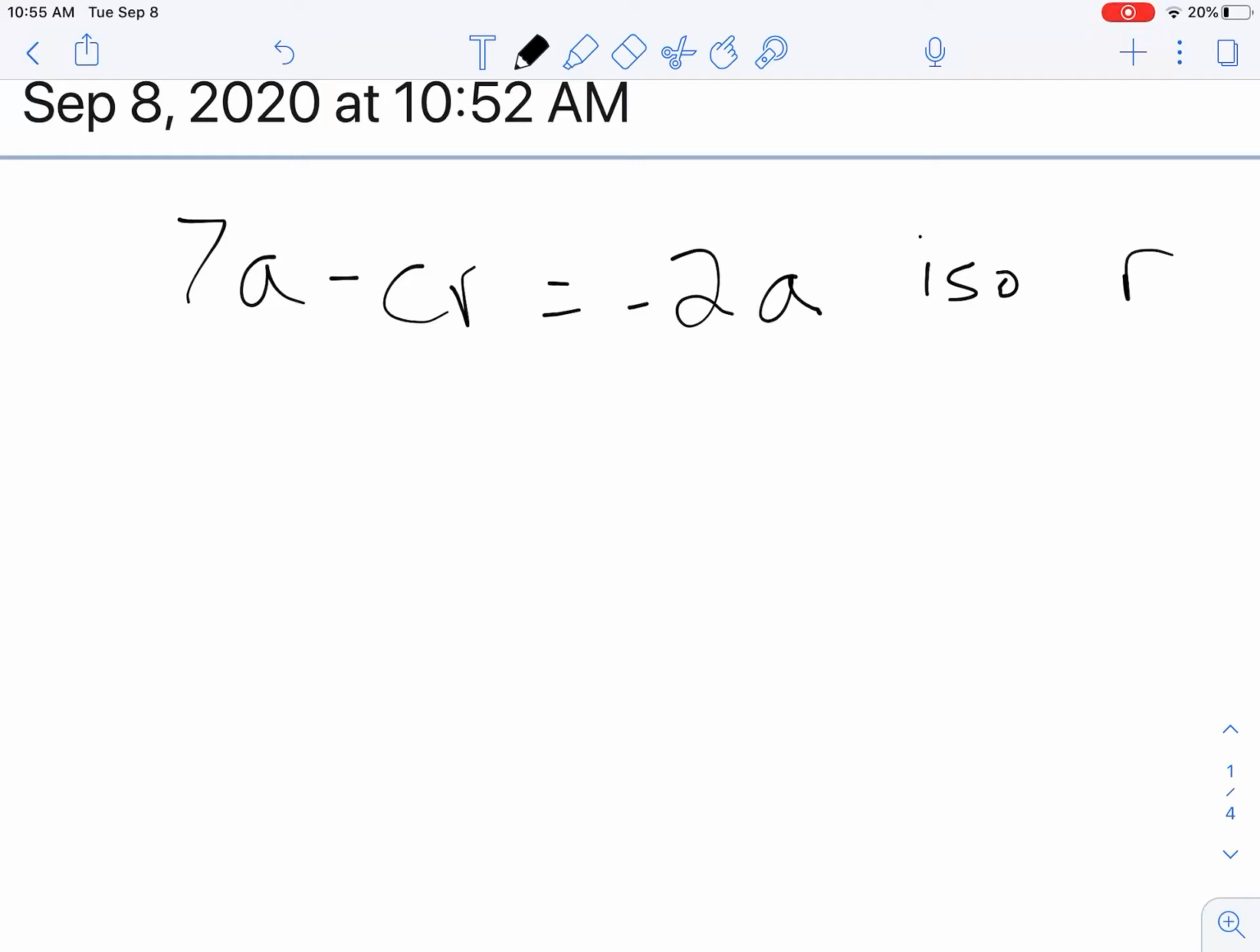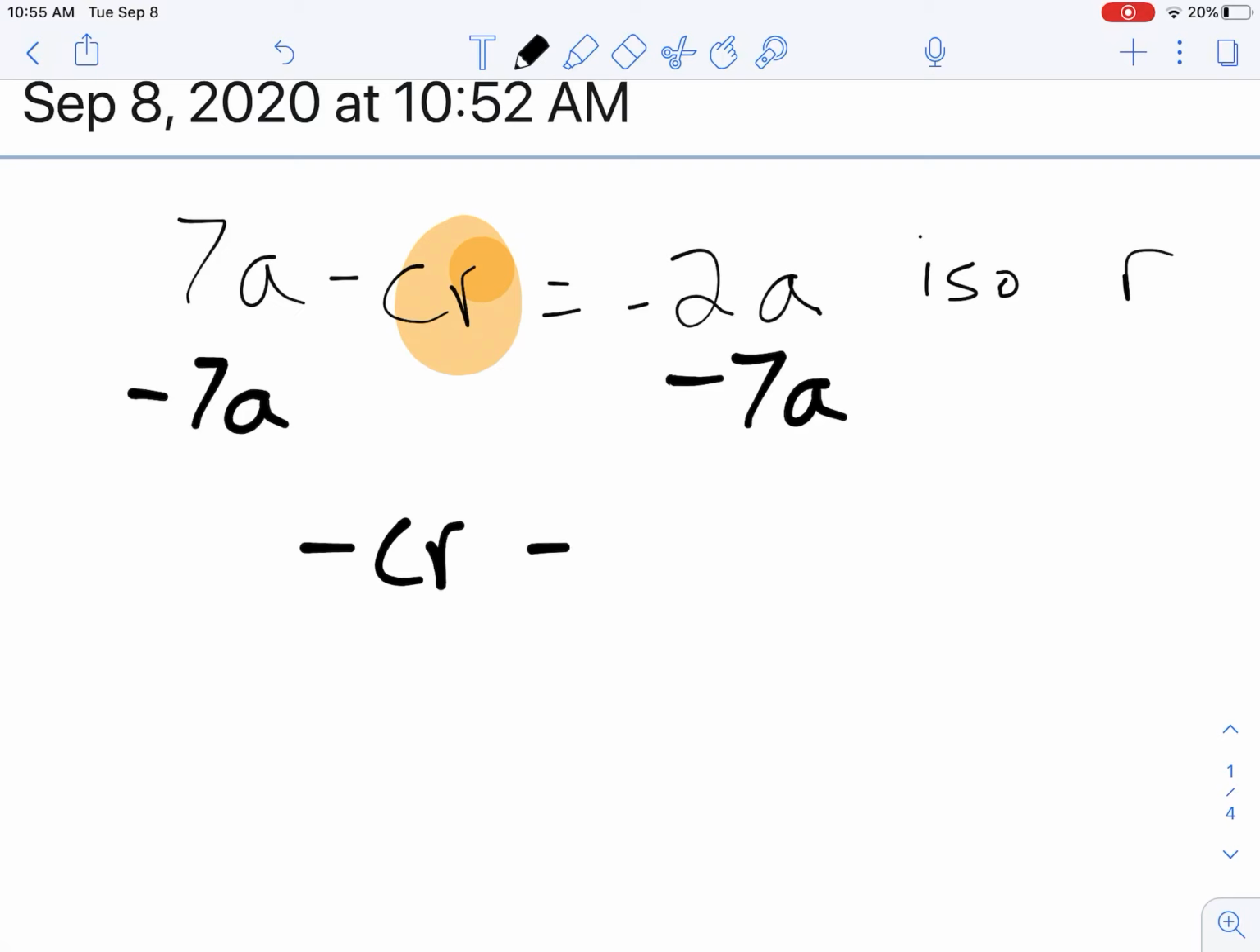So if we are asked to isolate R, the first thing I want to do is spot R. Okay, there we go. So I'm going to try to get that whole term, the negative CR, alone. So I am going to try to get this 7a away from me. So I'm going to subtract 7a from both sides. I will get negative CR equals negative 9a.